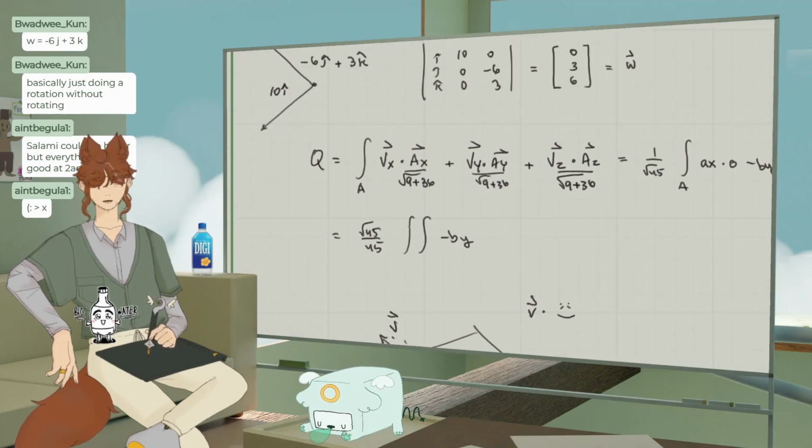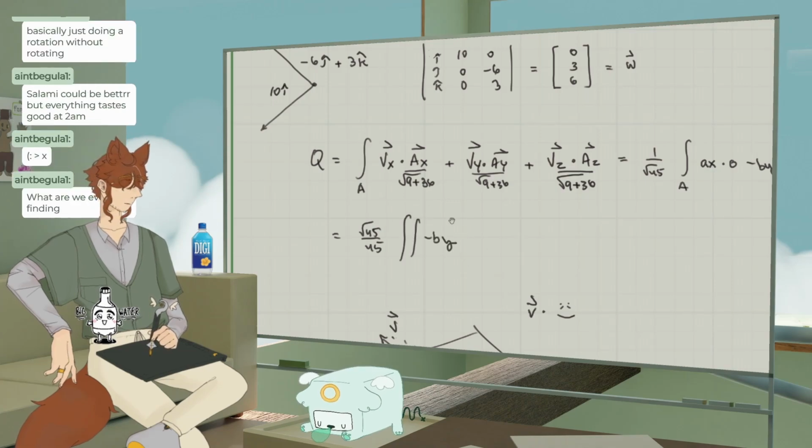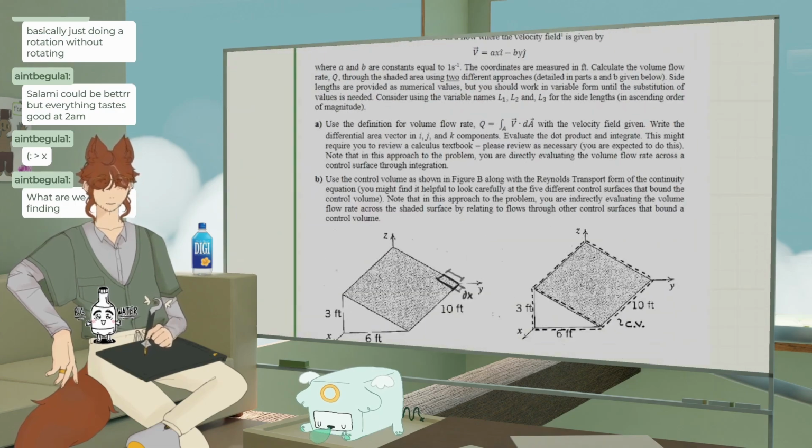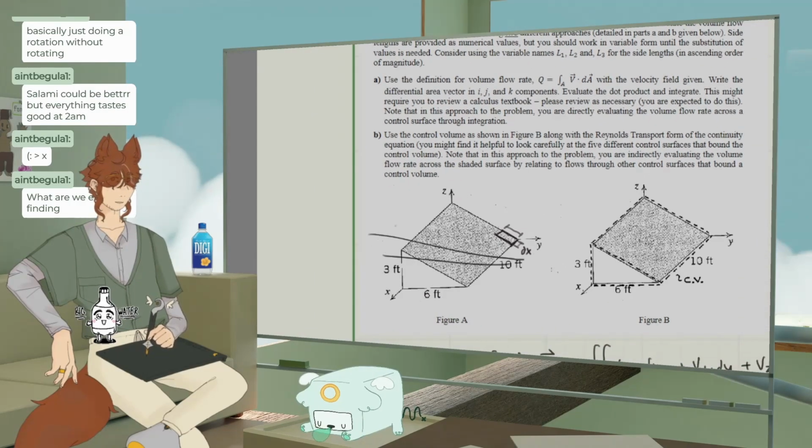Man, my brain is not functioning correctly right now. What are we even finding? Oh, okay, we're trying to find the flow rate through this surface. So there's water, whatever. It doesn't look like that, it looks like this. Or we're trying to say how much is flowing through this surface here.